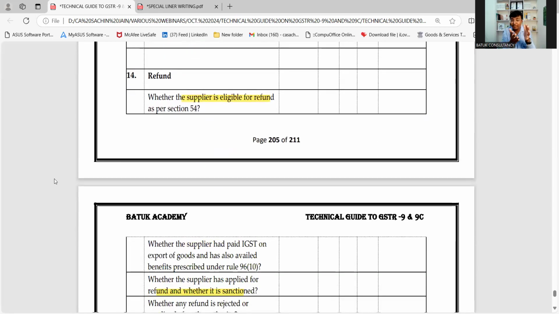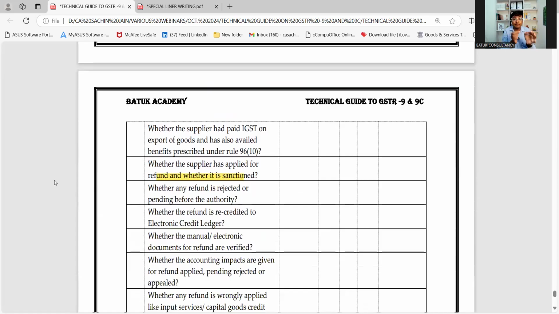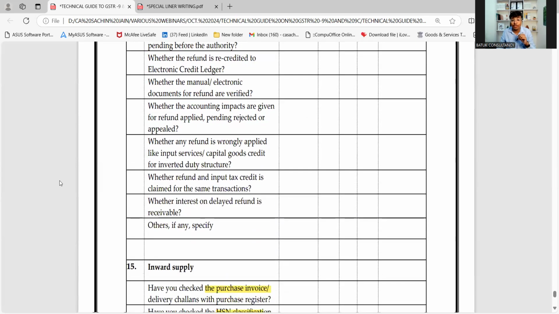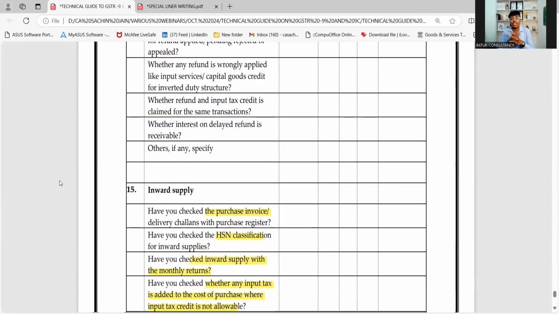If the taxpayer has claimed any refund during that particular financial year, in such a situation, we just need to ensure that the person is eligible to claim the refund. The refund calculation is perfect or not. All the required documents are maintained or not. When the refund has been claimed, if there is any reduced or rejected refund, in such a situation, the same has been credited to the electronic credit ledger or not. The details provided on the GST common portal are correct or not.